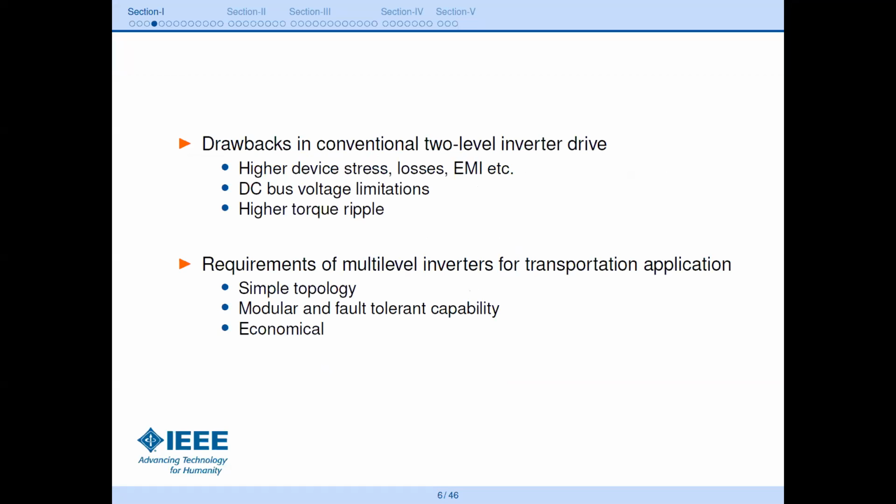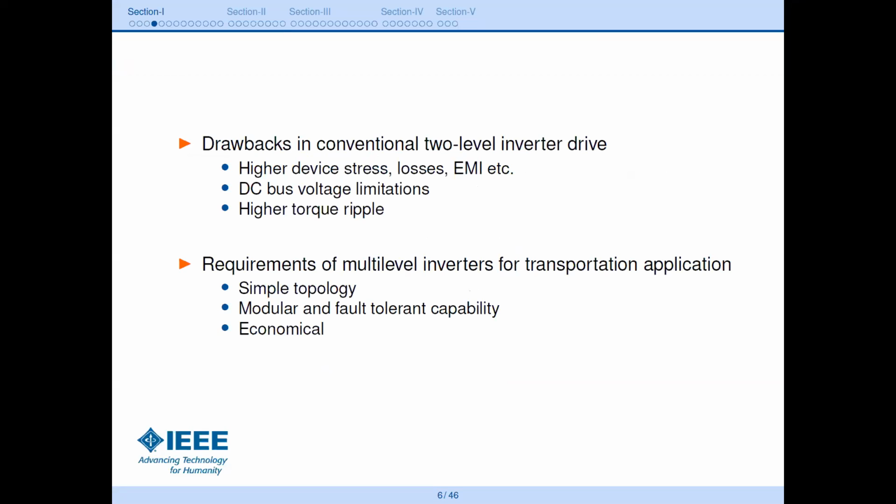That's why it's named the two-level inverter. These inverters predominantly have some drawbacks, which have already been addressed in a lot of literature. Since it is two levels, the device stresses and the losses will be higher because of the du/dt, which will be higher with higher DC voltages, and of course the EMI issues will always persist.